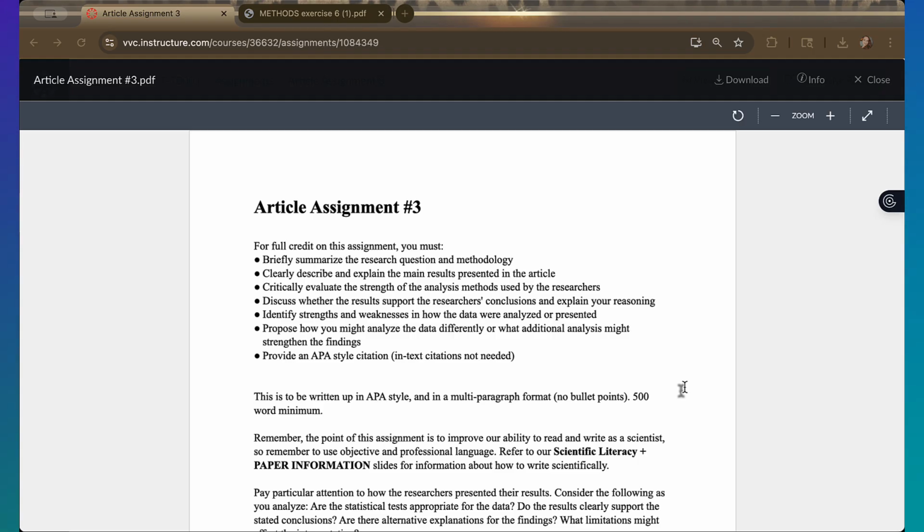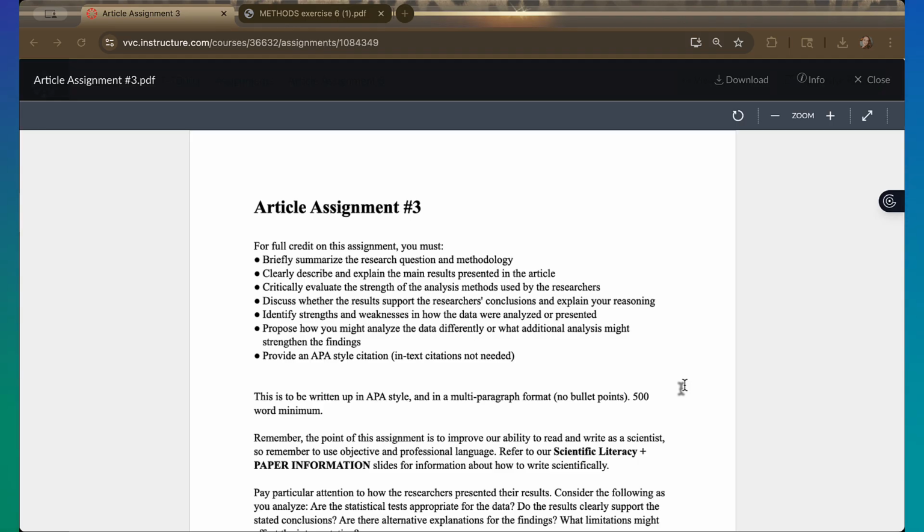And then explain how you might analyze the data differently or what additional analyses could strengthen the findings. For example, you might suggest adding a regression analysis to control for age or gender differences, running a post hoc test to explore group differences in more detail, and explain why your suggestion would make the conclusion stronger or more reliable. Okay? And then, of course, end the paper with a full APA style reference for your article. You don't need in-text citations for this assignment. Just one complete citation at the end of the article. Make sure the paper follows APA style, double space, 12-point font, all that good stuff.